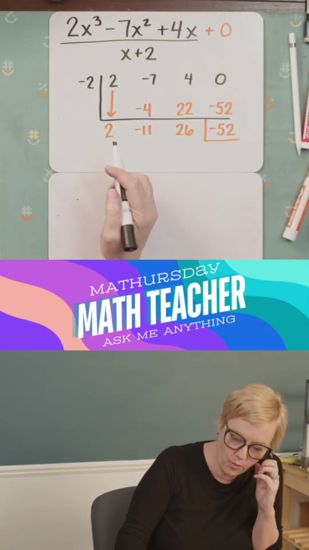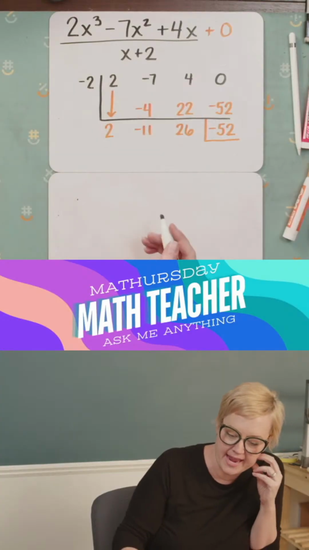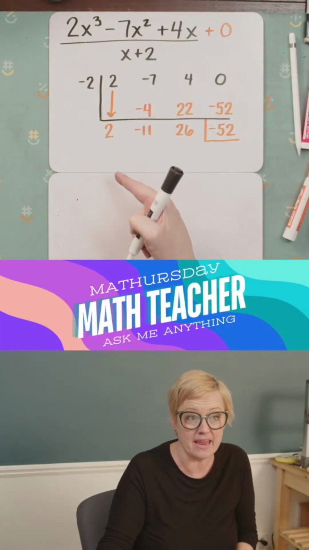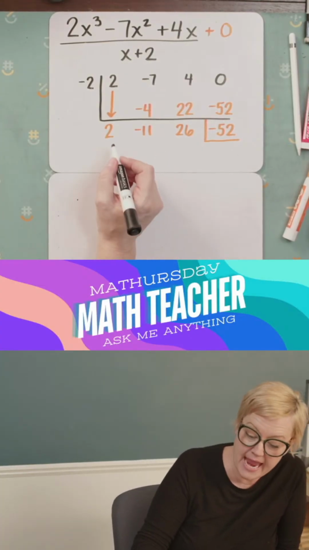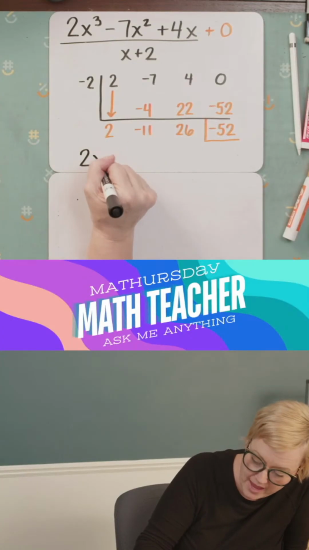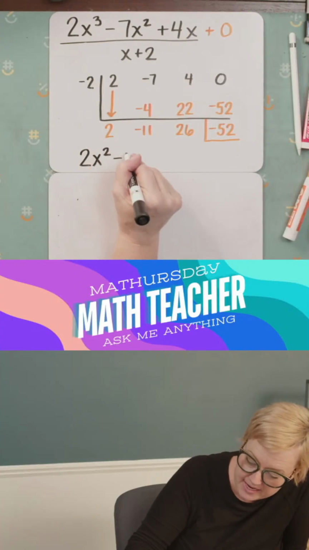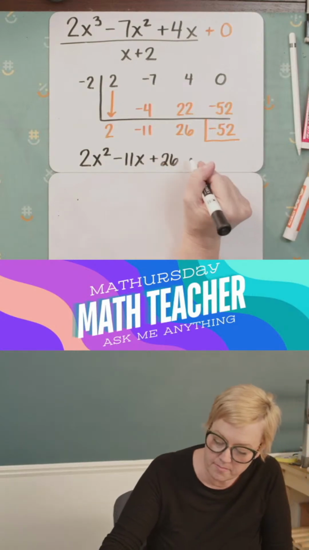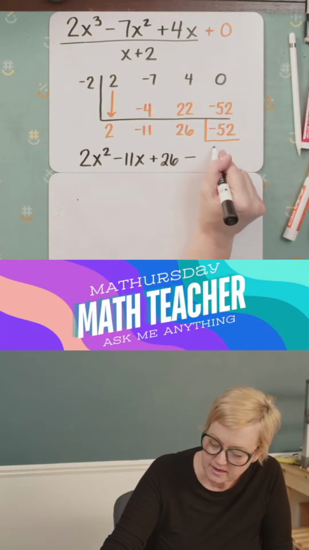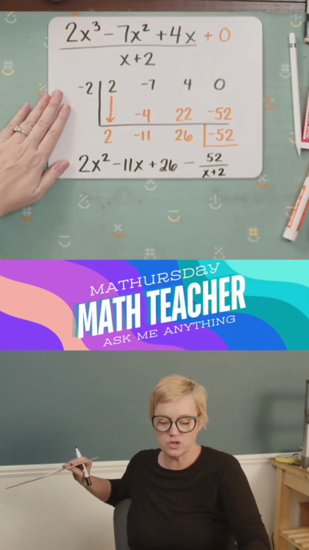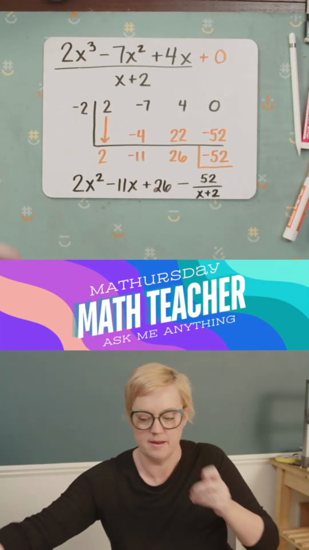Okay. So what I do is these are now my coefficients for my answer. So this one was a 3rd degree. So my answer is going to be 2x squared minus 11x plus 26, and then my remainder is minus 52 over x plus 2. That's my remainder. So my remainder goes over whatever I divided by in the beginning.